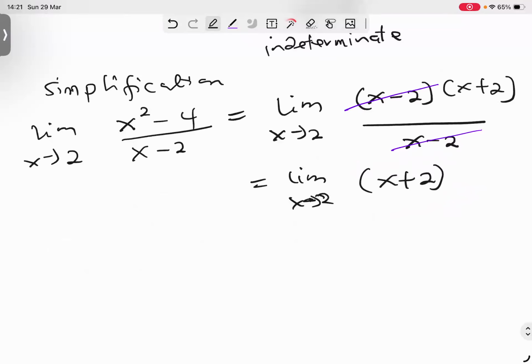Limit, wherever I see x, I am going to put 2 there. Or you can apply the sum property, treat this as one function and this as another function. You still get the same answer as just applying direct substitution. So I'll have 2 plus 2, and that is equal to 4. So the limit does exist. The answer is 4.